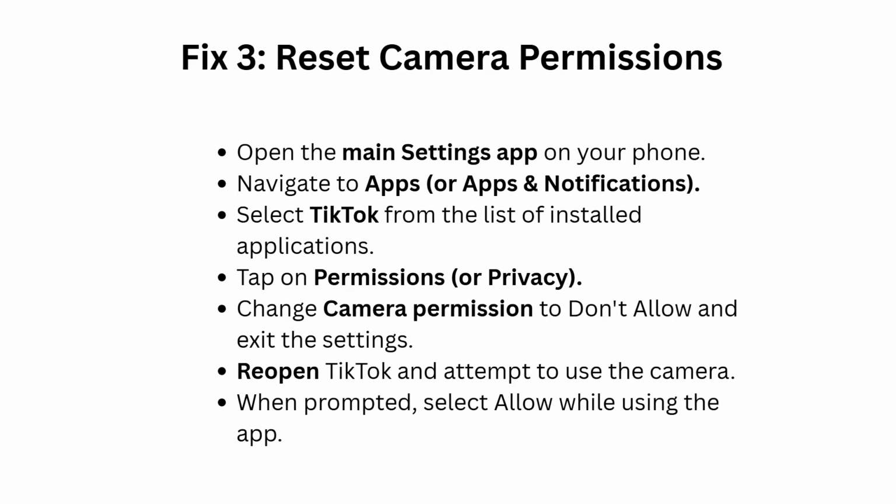Fix 3. Reset camera permissions. Open the main settings app on your phone. Navigate to apps or apps and notification. Select TikTok from the list of installed applications. Tap on permissions or privacy. Change the camera permission to do not allow and exit the settings.